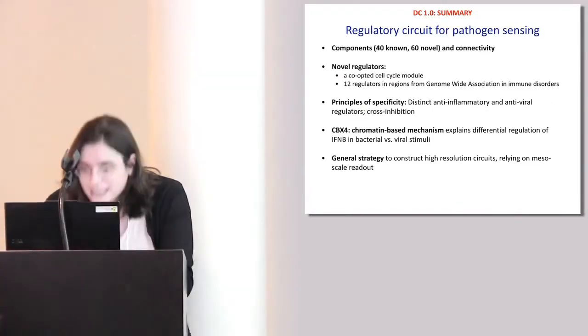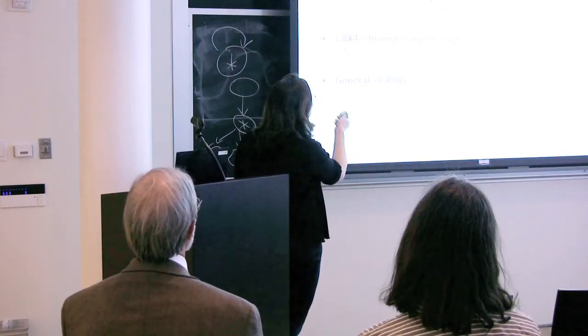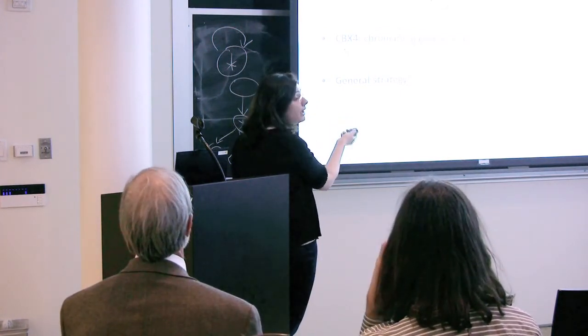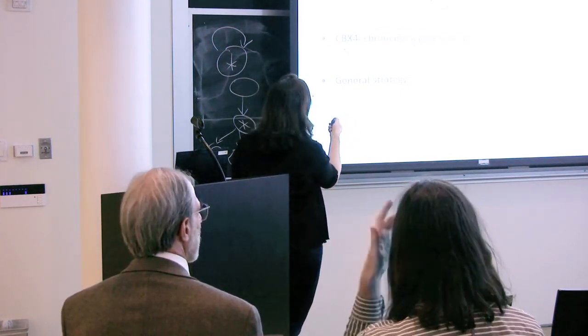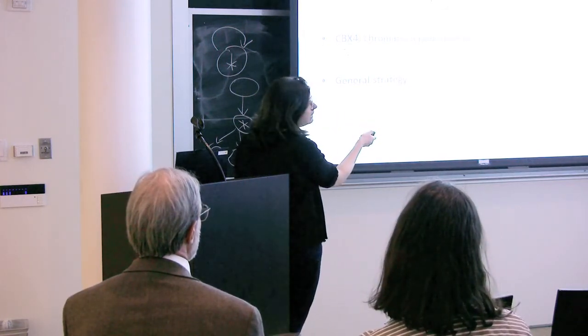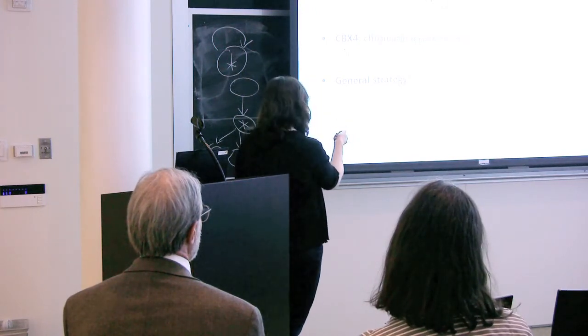So from just that scheme that I showed you in the beginning, there were 40 things that were all associated with regulation of gene expression in dendritic cells. We found 60 new that are validated now as real, and their connectivity. We found a whole co-opted set of cell cycle transcription factors that are controlling the antiviral response in these cells that are not cycling. We found 12 regulators that then came up in genome-wide association studies for immune disorders. We found how specificity is encoded. We found these chromatin-based mechanisms.